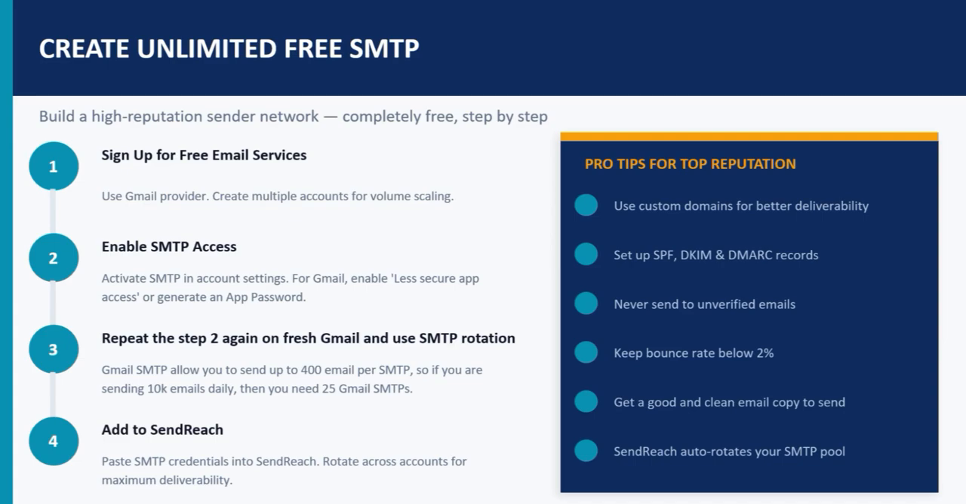Step 3, repeat the step 2 process again on a fresh Gmail and use SMTP rotation on SendReach Sender. Number 4, add to SendReach. Paste the SMTP credentials into SendReach, rotate across all accounts for maximum delivery.